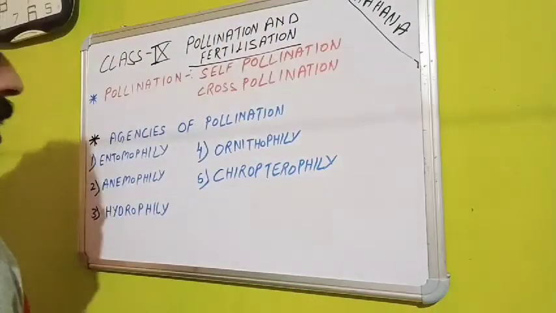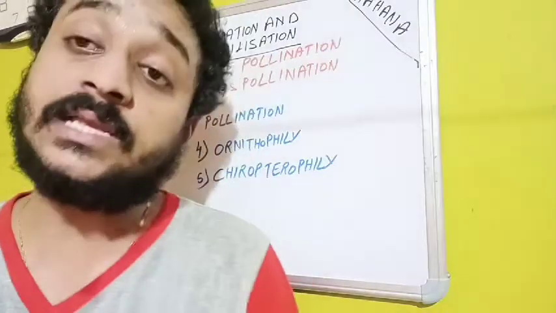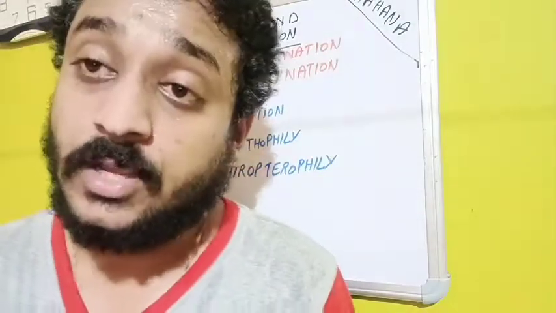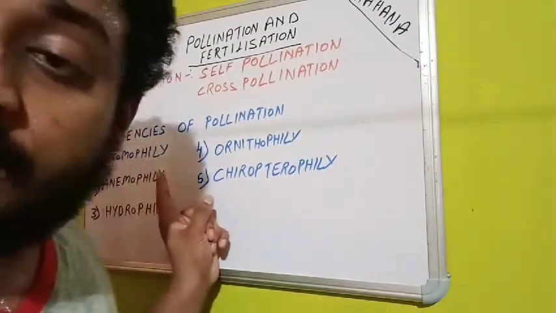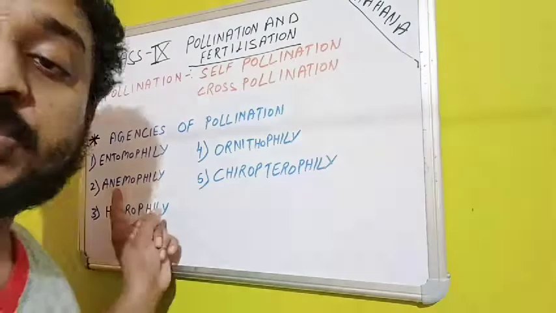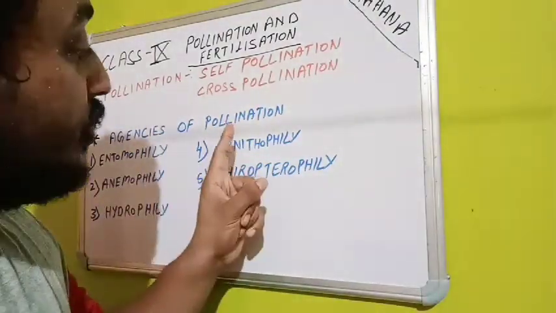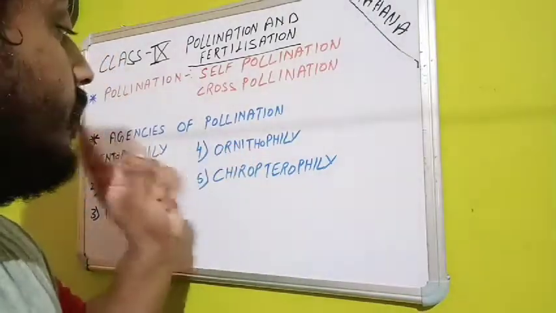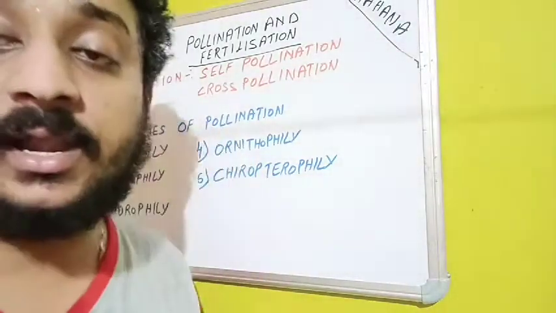Now, the next one is the agencies of pollination. There are a few agencies. I have written the names here. Entomophily means insect pollinated. Anemophily means wind pollinated. Hydrophily, water pollinated. Ornithophily, birds pollinated, and chiropterophily is bats pollinated.